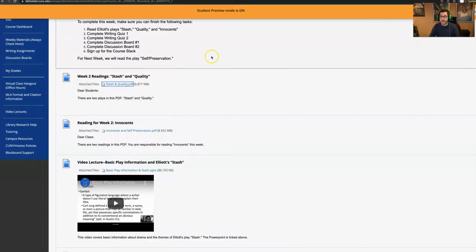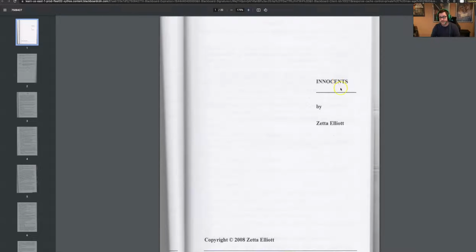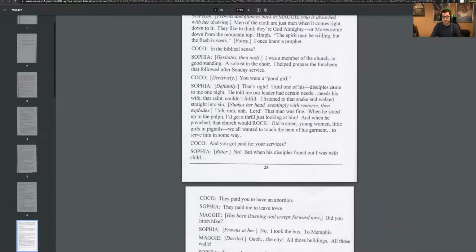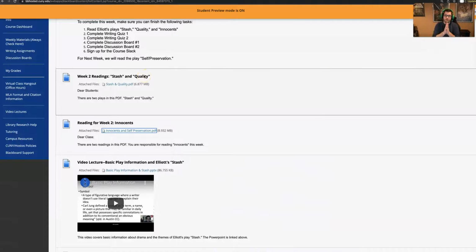So you'll read these 2 plays. Then if we return back to our week 2 folder, you also for this week need to read this short play, Innocence. So you will read the short play Stash, you will read the short play Quality, and you will read the short play Innocence. All right. Once you're done with this one and get to the play Self-Preservation, you may read that next week. All right. The material covering that play is found in the week 3 folder. All right. So that's the first thing you need to do to make sure you're staying on task for today is read those 3 plays.